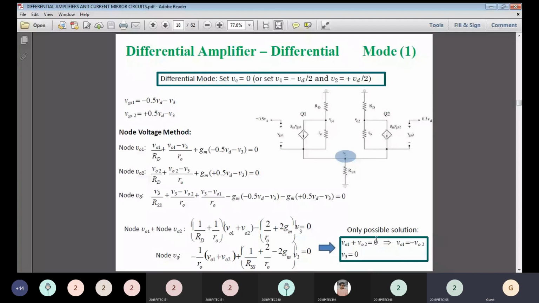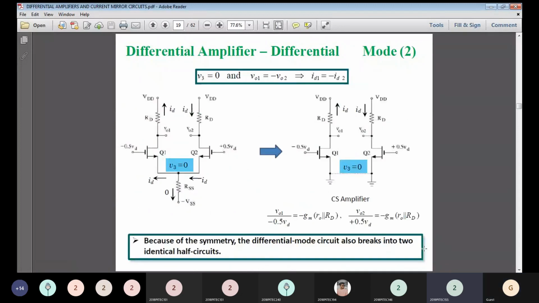So next is the differential mode of operation. In differential mode, two different sets of voltages are given, that is, the difference, a subtraction of two input voltages. So we are giving V1 as minus VD divided by 2 and V2 as plus VD divided by 2, and VGS is equal to this for node Vo1, and this for the other. By applying KVL, Kirchhoff's voltage law, we are getting these values for Vo1, Vo2 and V3. So in this case, Vo1 is equal to minus Vo2.